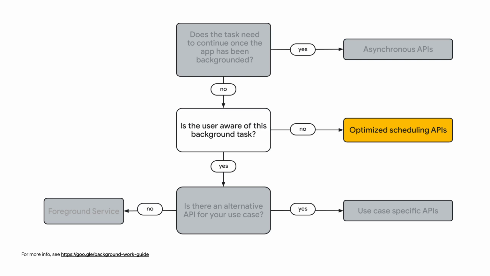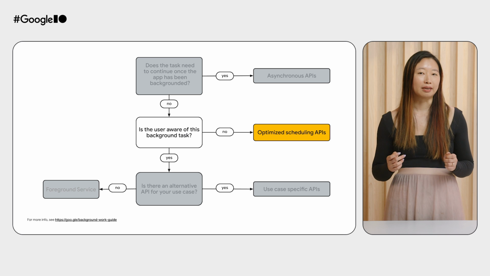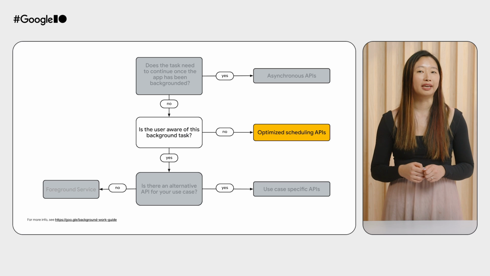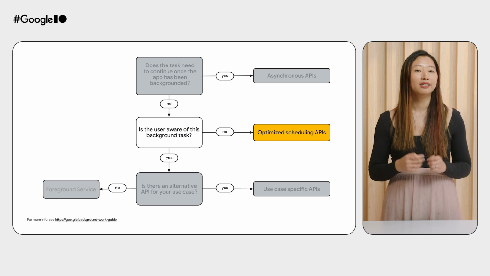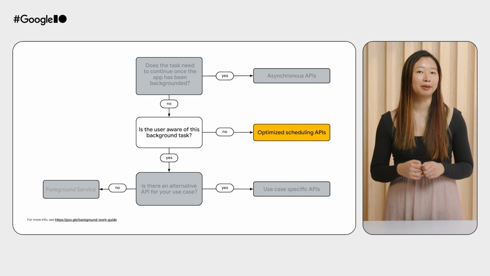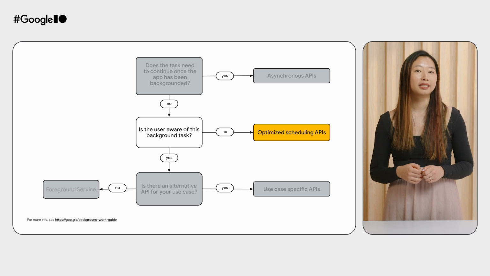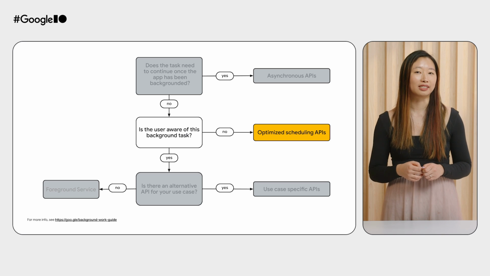Is the user aware of this background task? If this is a user initiating the action or it requires immediate user feedback, foreground services may be appropriate. For example, if a user is playing music and wants the music to continue playing once the app is in the background, you can use a foreground service with the type media playback. For short critical tasks, such as completing a payment, you can use the foreground service with the type short service.